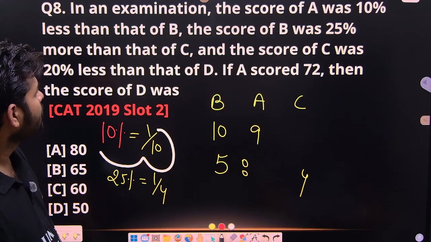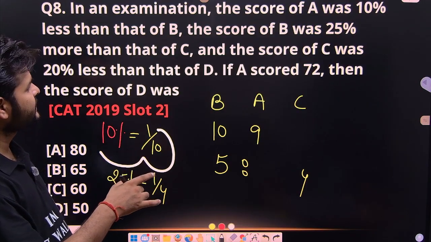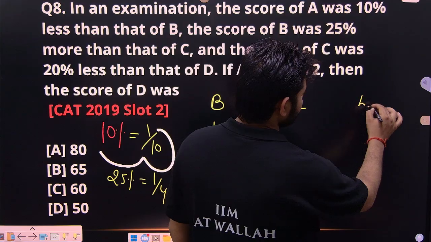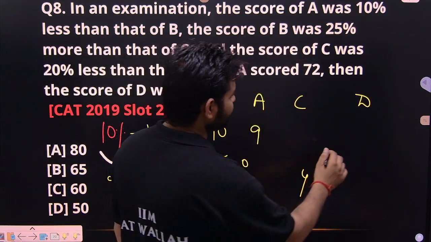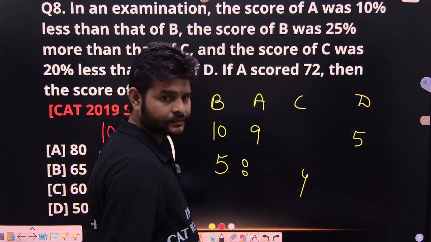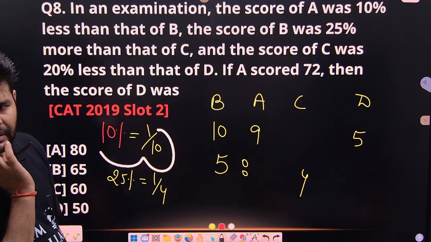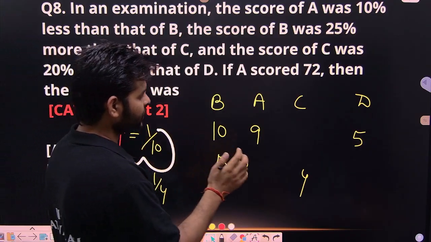Now, the score of C was 20% less than that of D. So what is the fraction of 20%? 1 upon 5. That means if D's score is 5, then 20% less means 1 less. That would be 4 for C. So C's score would be 4.